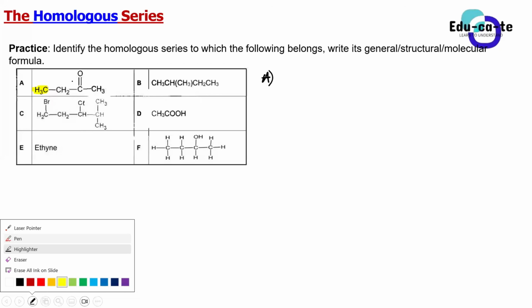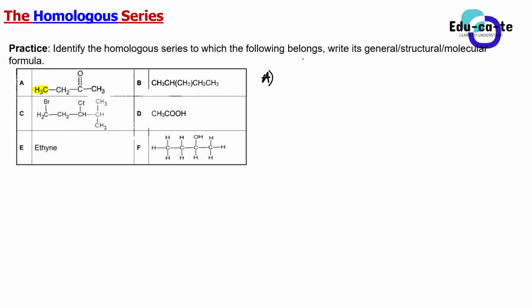So guys, this is CH3, so it means we've got a carbon that has got 3 hydrogens. Then we've got a carbon, which is CH2, a carbon that is bonded to 2 hydrogens. And then after that, what do we have? We have a carbon that is double bonded to an oxygen, and then after that we've got a carbon that is single bonded to 3 hydrogens.